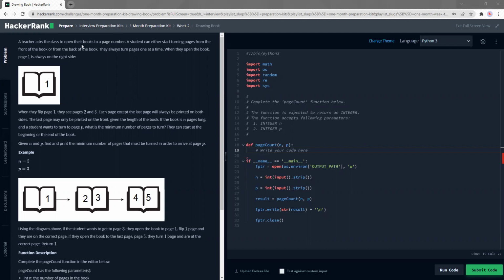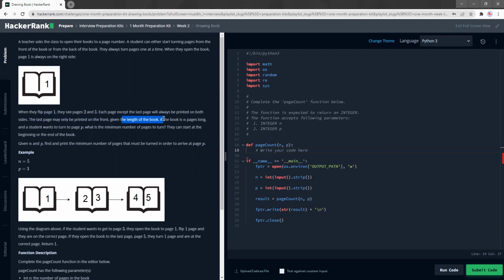A teacher asks the class to open their books to a page number. A student can either start turning the page from the front or from the back of the book, and they always turn one page at a time. When they open the book, page 1 is always on the right side. When they flip page 1, they see pages 2 and 3. Each page except the last page will always be printed on both sides. The last page will only be printed on the front.